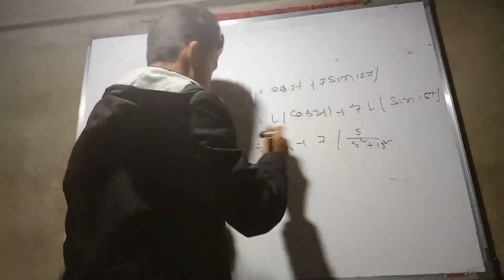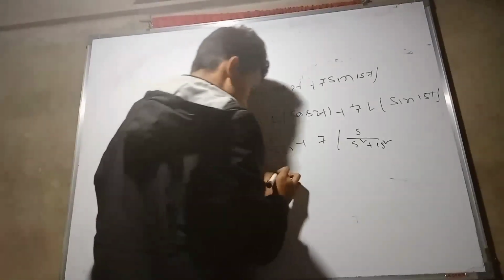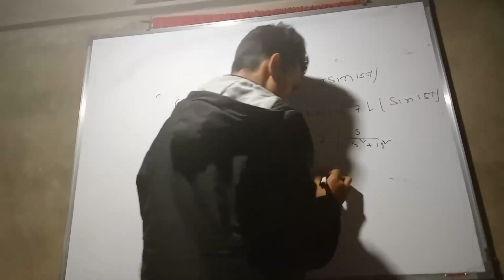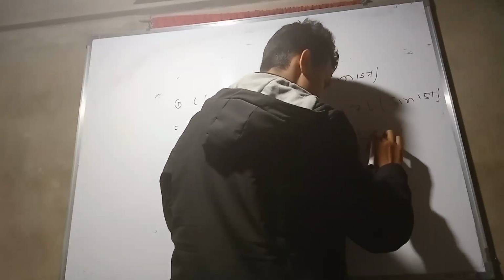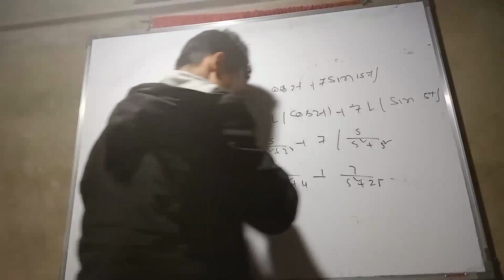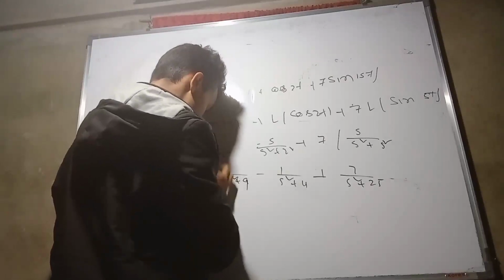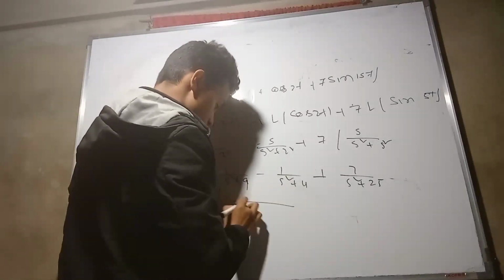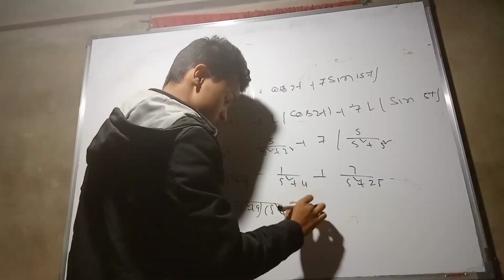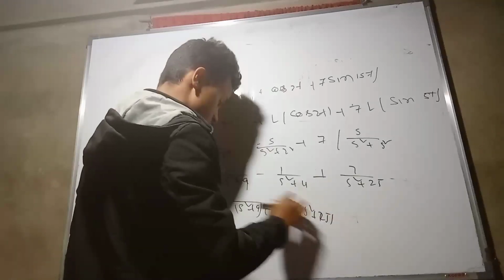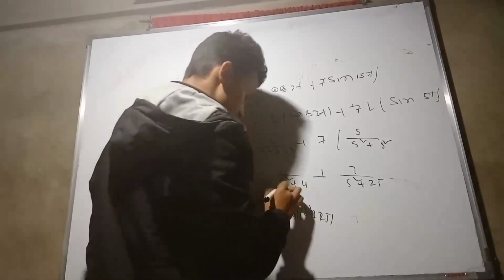So we take s outside the bracket. So 3 by s square plus 9, s by s square plus 4, minus 7 times 15 by s square plus 225. Here I am writing it as 25. So here the common denominator will be s square plus 9, s square plus 4, s square plus 25.